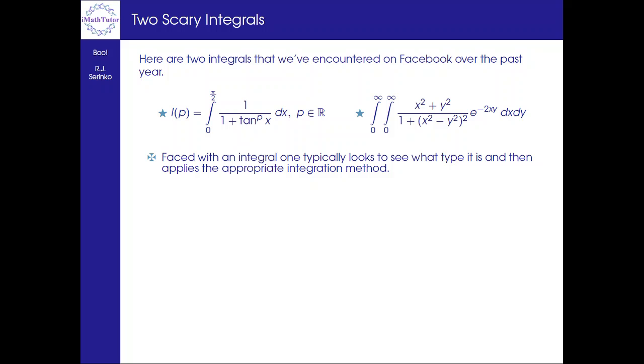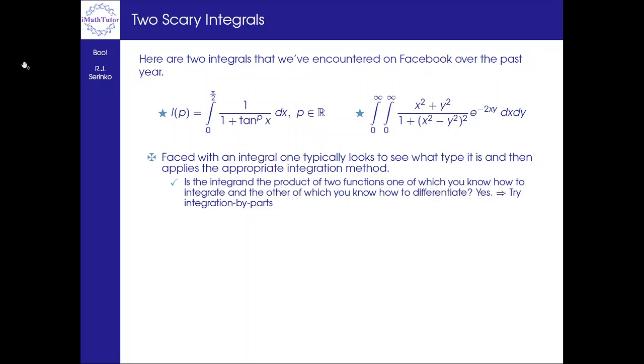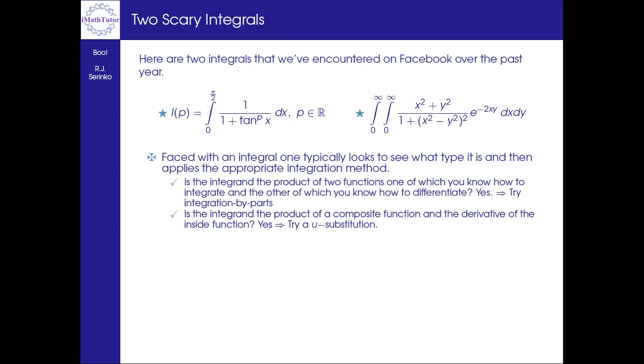When you're faced with an integral, one typically looks to see what type it is and then applies the appropriate integration method. For example, if the integrand is the product of two functions, one of which you know how to integrate and the other which you know how to differentiate, you would try integration by parts. If the integrand is the product of a composite function and the derivative of the inside function, then you want to try a U substitution.